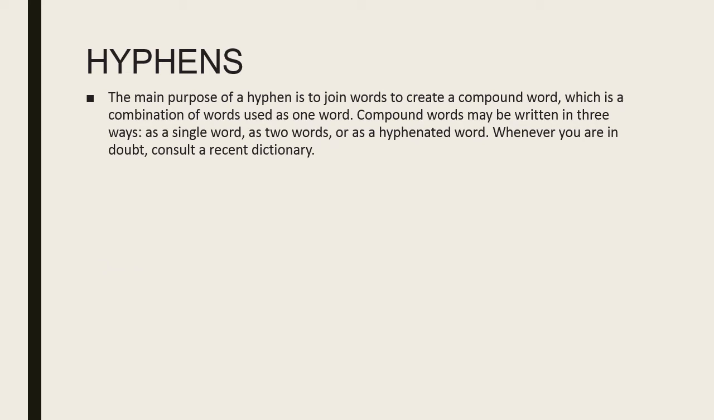Now let's move on to something else. Now let's talk about hyphens. The main purpose of a hyphen is to join words to create a compound word, which is a combination of words used as one word. Compound words in English may be written in three ways: as a single word, as two words, or as a hyphenated word. Of course, sometimes we may be in doubt whether to use hyphens or not. So it is always helpful to consult a recent dictionary to understand if that word is really a hyphenated word or not. So a hyphen is like a small dash we put between words.